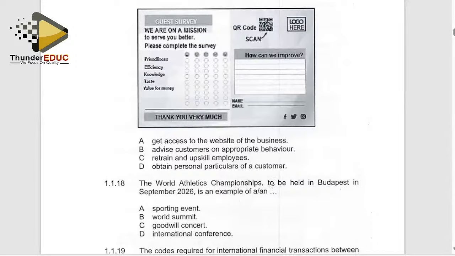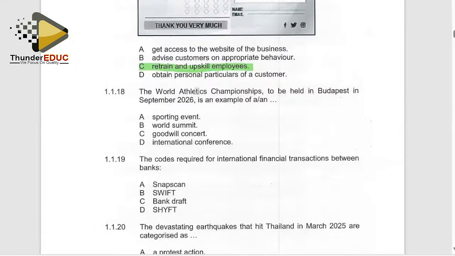The first option is the retraining and upskilling of employees. Yes, the whole purpose of doing a survey is to assess whether people are happy with the service. So at times when you scan that QR code, they are able to obtain feedback. So for this one, I would go with the retraining and the upskilling of employees, simply because that is the whole purpose of doing a customer survey. Yes, others might argue to obtain personal details and particulars of a customer. Yes, but for what purpose really? The main drive behind this initiative will be what? To retrain and to upskill employees. In which areas? In the areas of friendliness, efficiency, knowledge, test, and value for money. So I would go with C in that particular regard.